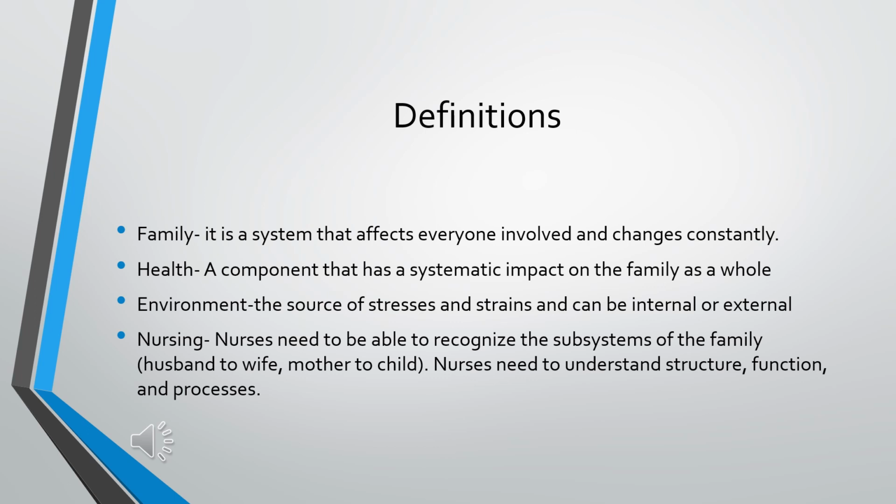Definitions include family. It is a system that affects everyone involved and changes constantly. The definition of health is that it's a component that has a systematic impact on the family as a whole. The definition of environment is the source of stresses and strains and can be internal or external. And in nursing, nurses need to be able to recognize the subsystems of the family, husband to wife, mother to child. Nurses need to understand structure, function, and processes.